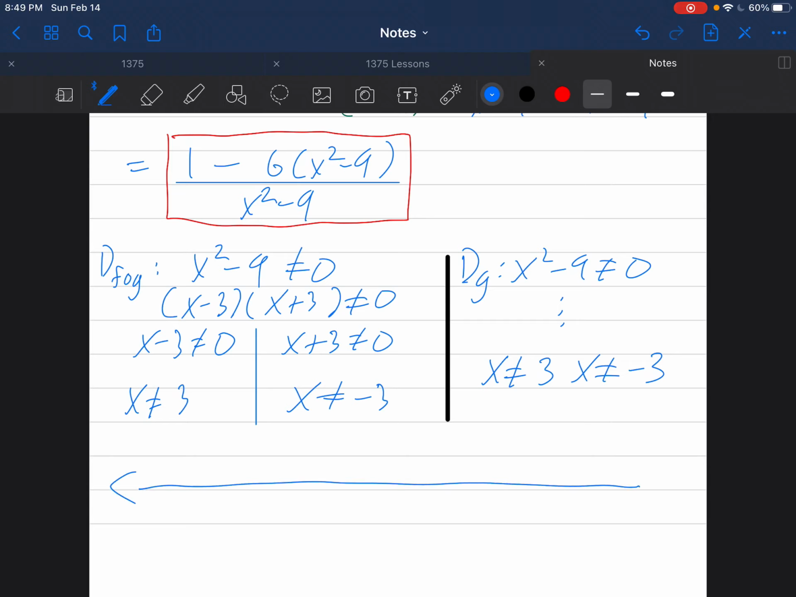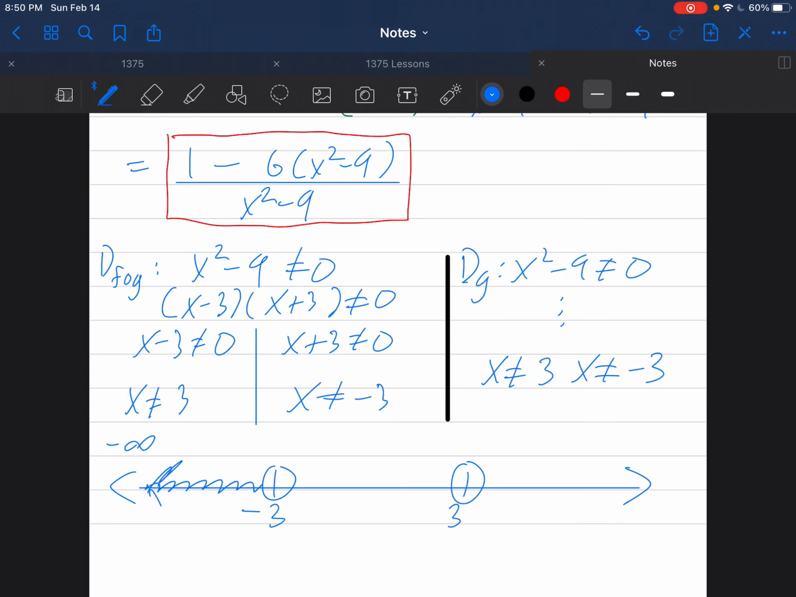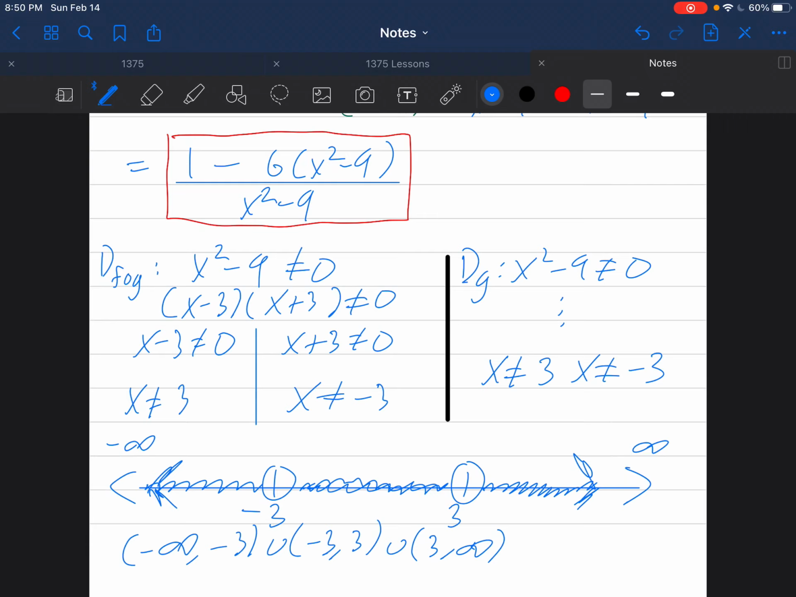So in fact, combining these two domains together is just a matter of writing out the one domain, which is all real numbers from negative infinity up to -3, from -3 to +3, and then from 3 to infinity. And you put that in interval notation. And you are good. Again, from left to right.